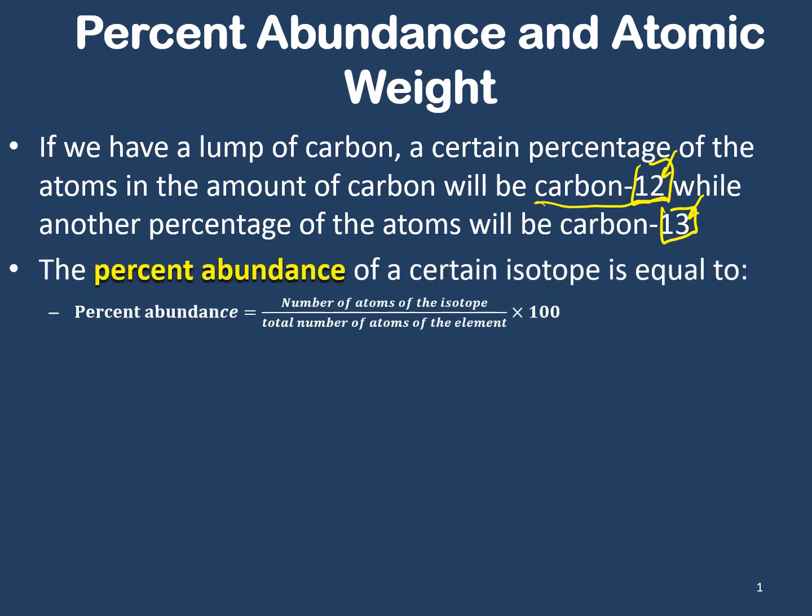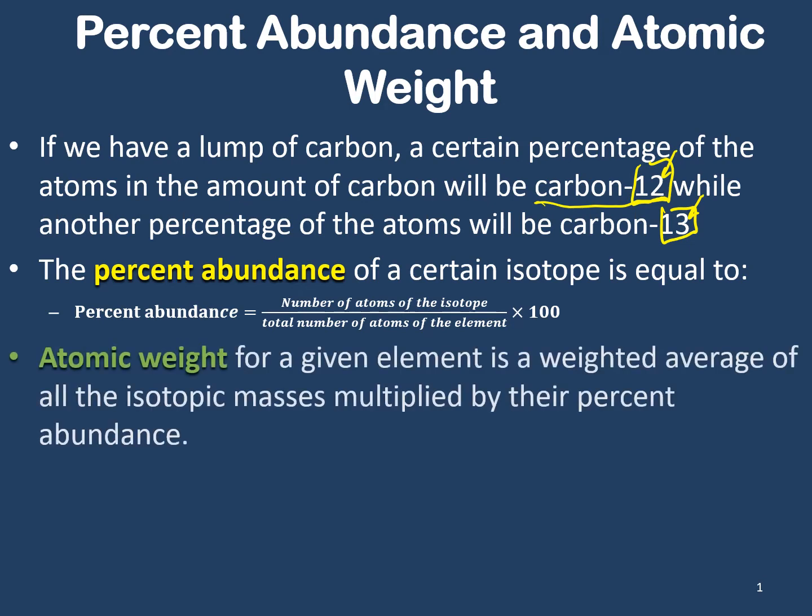So this brings us to percent abundance. Now, we're never going to really use this formula here. This is just a regular percentage formula. But the percent abundance of an isotope is simply the number of atoms of that isotope divided by the total number of atoms of that element times 100. In other words, the part over the whole, times 100, which is basically every percentage ever calculated.